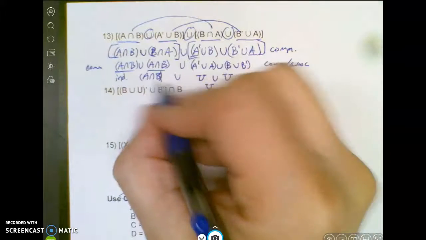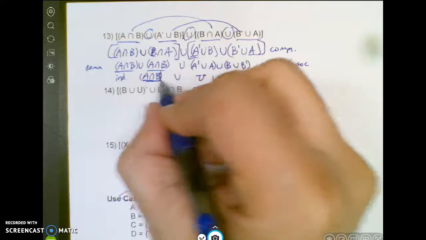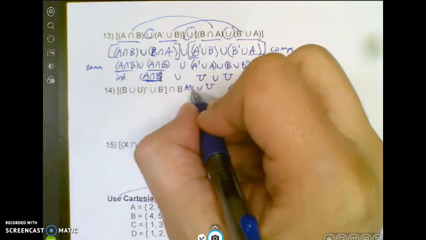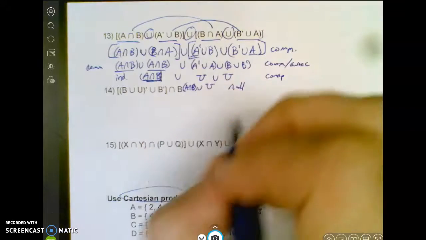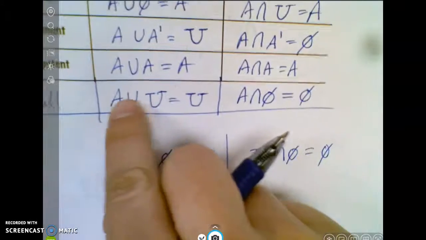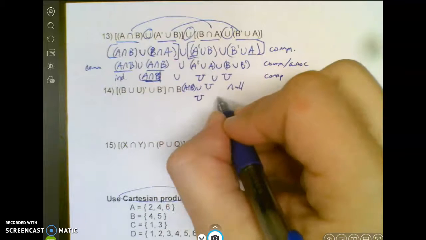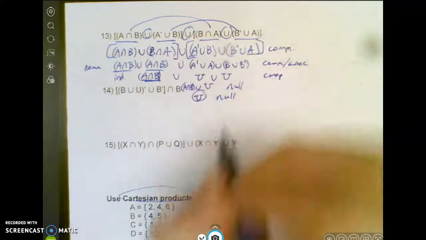And then what happens at the very end when you put this guy together with the universe? It's like it swallows it up. It's another null one. Anything together with the universe is the universe. So this guy turns into the universe. That's crazy, right? All right.